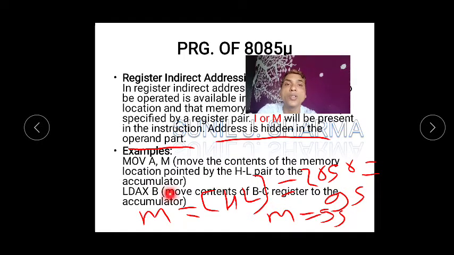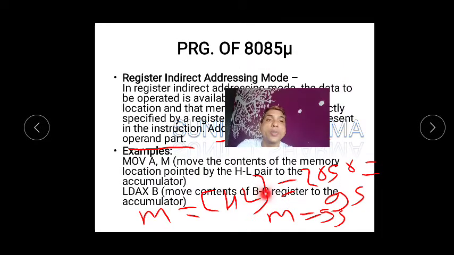In the same way here also, LDAX B. Now don't get confused that B means a register, so it should belong to register addressing mode. Because of the instruction, sometimes you also have to check the instructions: move the contents of the BC pair to the accumulator. The BC pair will store some address, and that address will have some data, and that data, instead of being given to M in this instruction, should be given to the accumulator, that is A. The meaning of this is load accumulator indirect. When we go through it, we'll come to know.